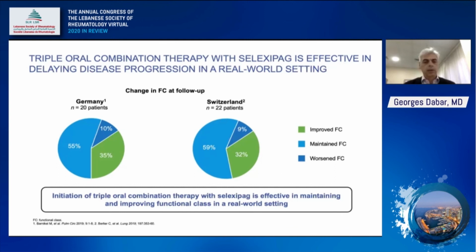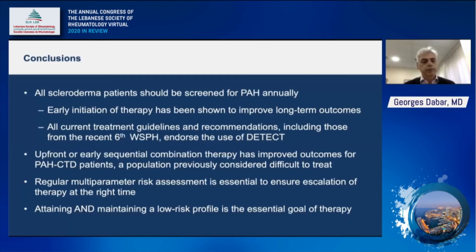So the lesson to learn from this presentation is, one, all scleroderma patients should be screened for pulmonary arterial hypertension annually. Early initiation of therapy has been shown to improve long-term outcome, and all current treatment guidelines and recommendations, including those from the recent WSPH, endorse the use of the DETECT, which is the tool that you can put on your smartphone and compute if you need to pursue cardiac echo and right heart catheterization. This is from the screening point of view.